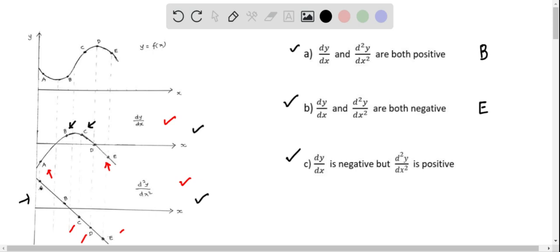Now we answer part C, where the first derivative is negative and the second derivative is positive. We know that A and E are the points where the first derivative is negative, and for the second derivative, A and B are positive, out of which A is the common point. So the answer for this question is point A. So we have answered all the parts, wherein we identified the points where both are positive, both are negative, and where one of them is negative and the other is positive.